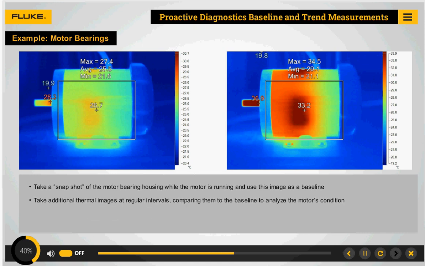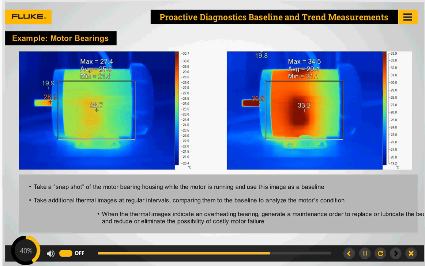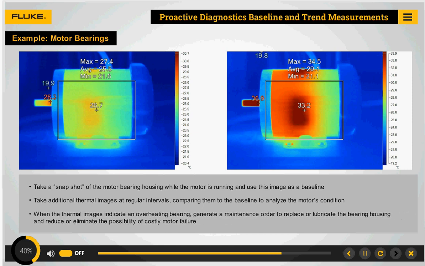Take additional thermal images at regular intervals, comparing them to the baseline to analyze the motor's condition. When the thermal images indicate an overheating bearing, generate a maintenance order to replace or lubricate the bearing housing and reduce or eliminate the possibility of costly motor failure.